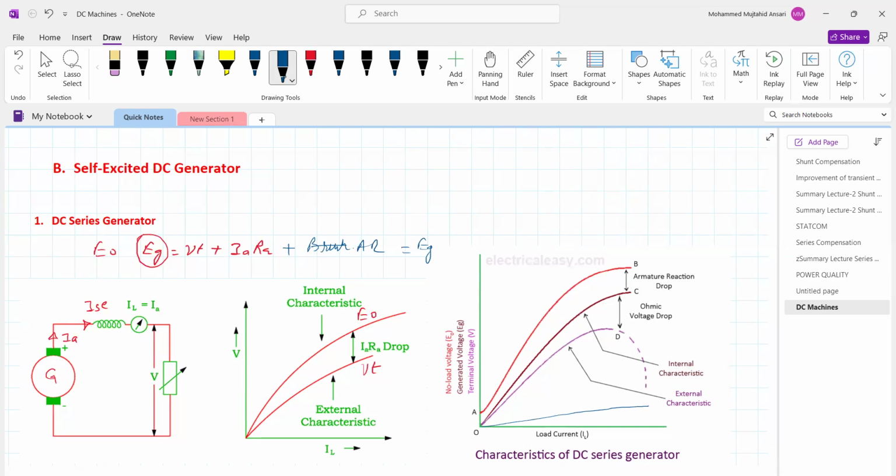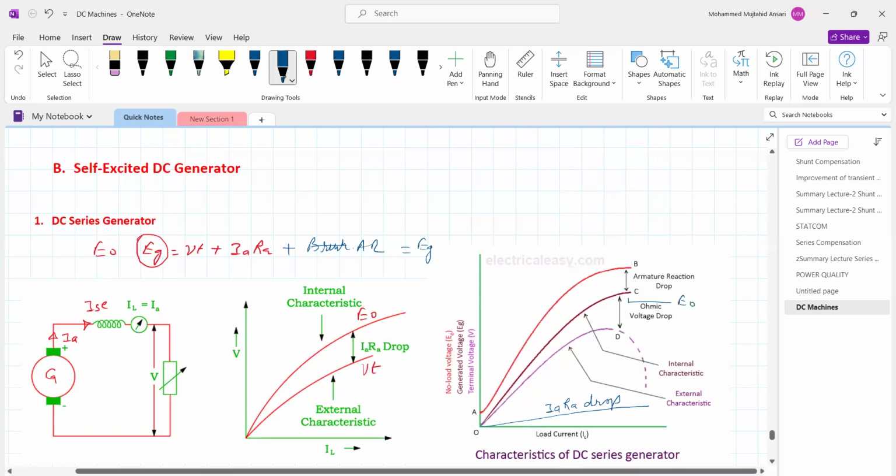As the current increases, the armature resistance drop also increases. So see, IARA drop. And if you add this IARA drop to the terminal voltage, we will get the E0. This is your terminal voltage, VT, and this is your armature resistance drop, EG. Now, if you increase the current more, instead of increasing, the terminal voltage starts decreasing.